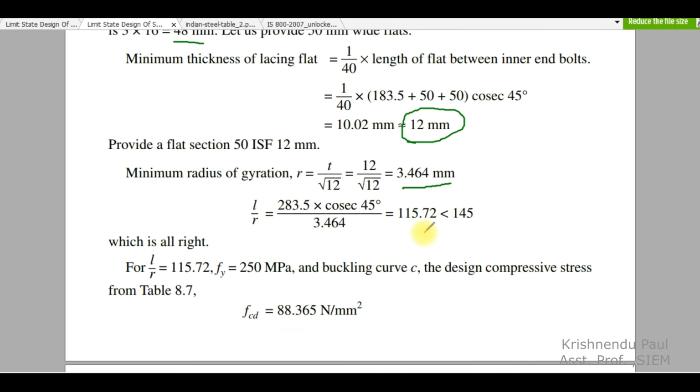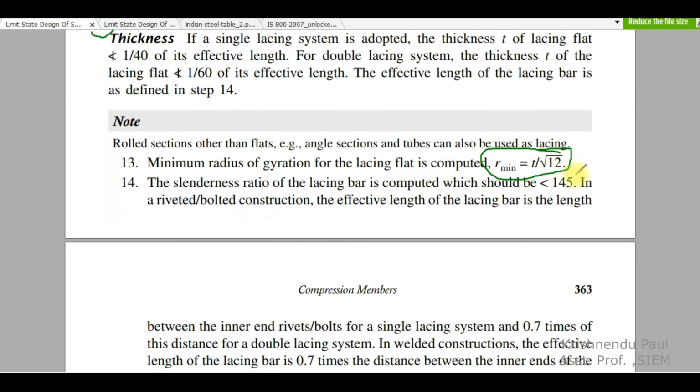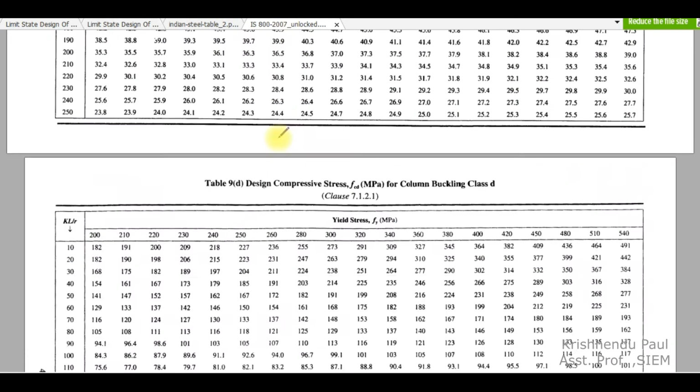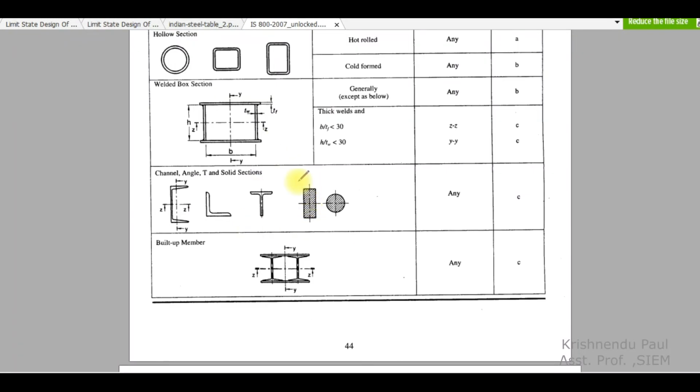So L by R is equal to 115.72. So it is less than 145 as suggested by the design steps, or IS 800:2007. So you have to find the design compressive strength for this flat bar, for this slenderness ratio and for this yield stress, and you have to use buckling class C. Why buckling class C? If you go to the table, you see this is the cross section of the flat, so you have to use buckling class C.